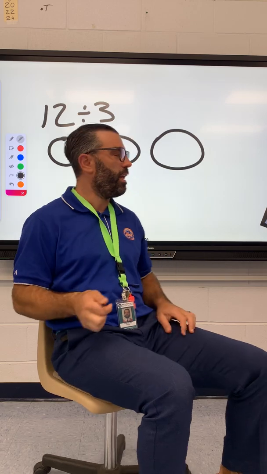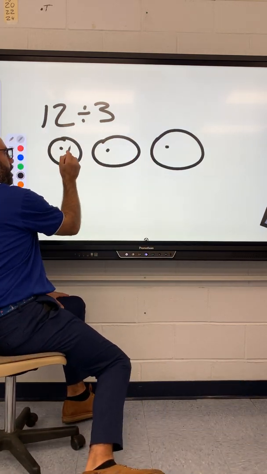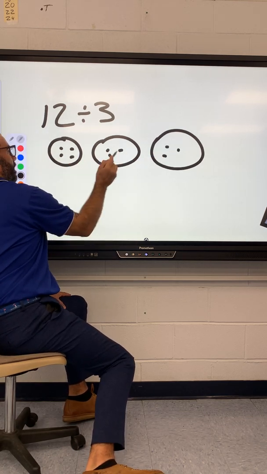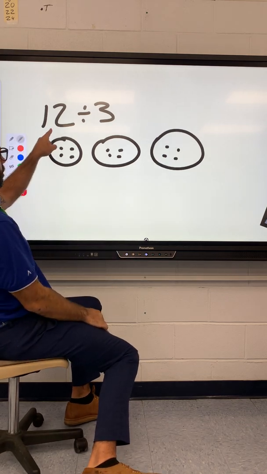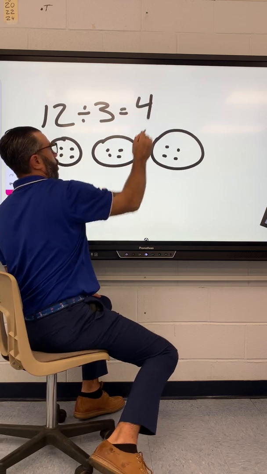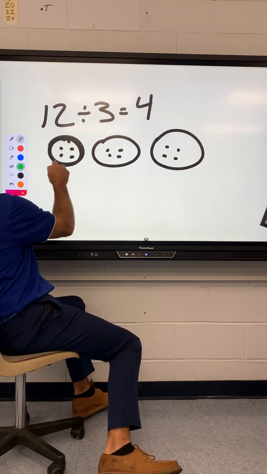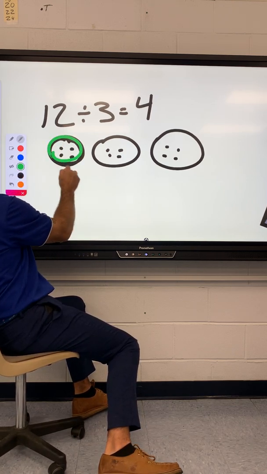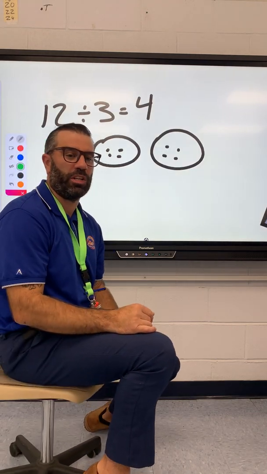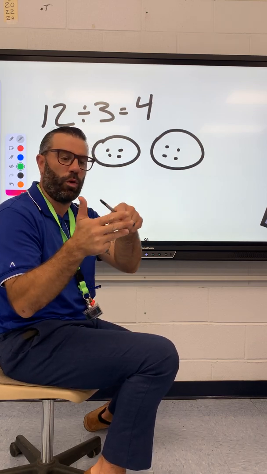1, 1, 1, 1, right? So you just count up to 12. You go 1, 2, 3, go back to the beginning, 4, 5, 6, 7, 8, 9, 10, 11, 12. So 12 split into 3 groups would be 4 in each group. You just look at one group for the answer, and there's 4 in that group. Or once you learn how to skip count, you're just going to go, how many 3s are in 12? 3, 6, 9, 12. 4 in each group.